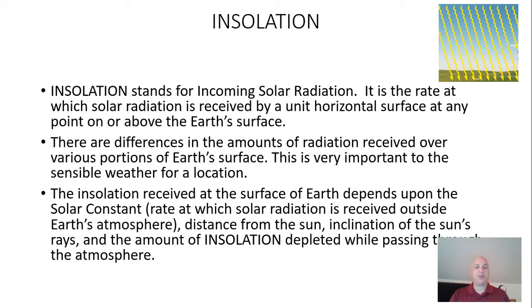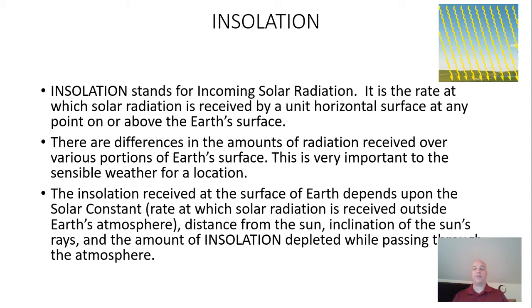The insolation received at the surface of Earth is going to depend upon what's known as the solar constant. Now, solar constant is just the rate at which solar radiation is received outside Earth's atmosphere. The distance from the sun is another factor in determining the incoming solar radiation received at the surface of the Earth. And this is very important, especially when we talk about latitudes from the equator to the polar areas.